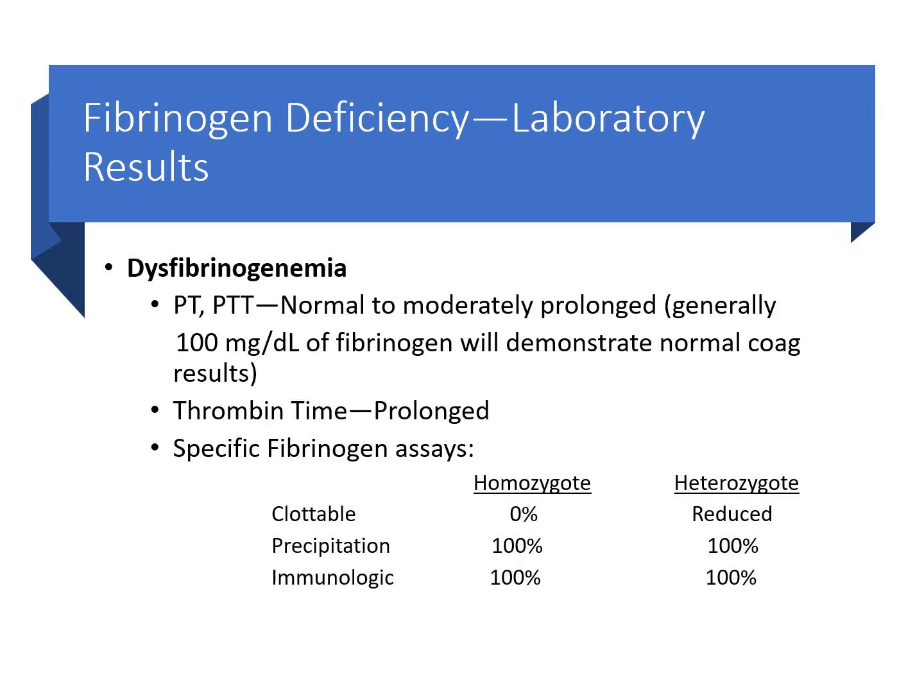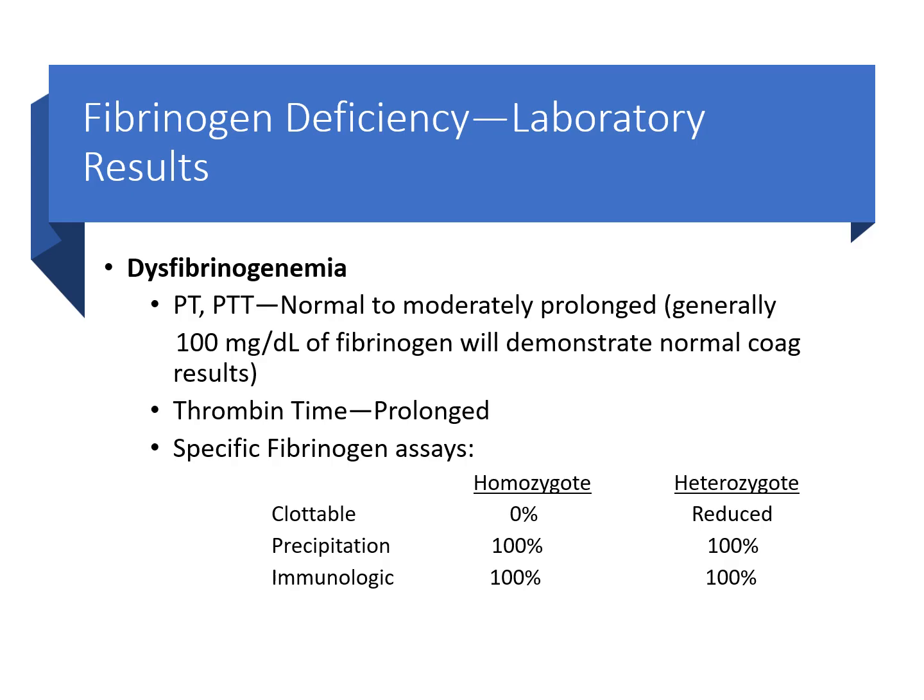The qualitative form of fibrinogen deficiency or disorder is dysfibrinogenemia. The PT and the PTT might be normal to moderately prolonged. Normally, these patients have about 100 milligrams per deciliter of fibrinogen, and that will demonstrate normal clotting results, but it really depends on their pattern of inheritance. We are going to see a prolonged thrombin time, and this is our specific fibrinogen assay. So our test that is specific for fibrinogen is going to look like this.